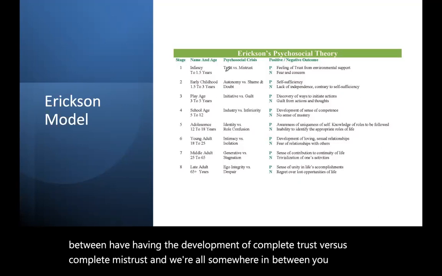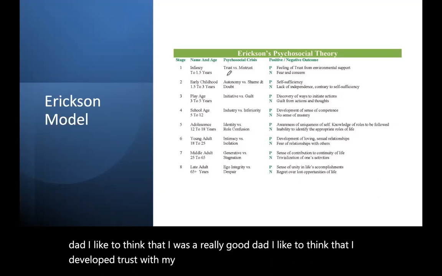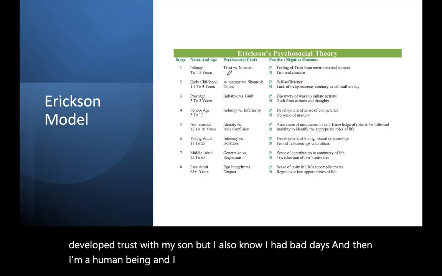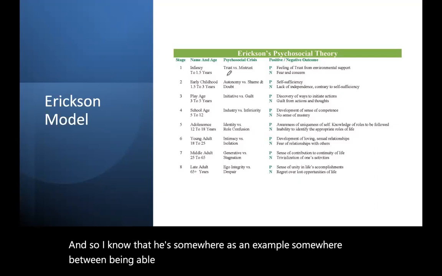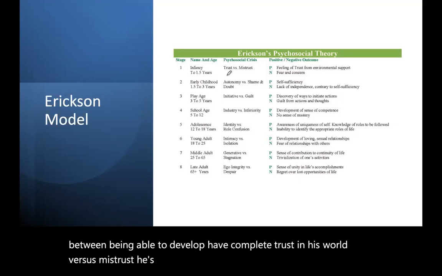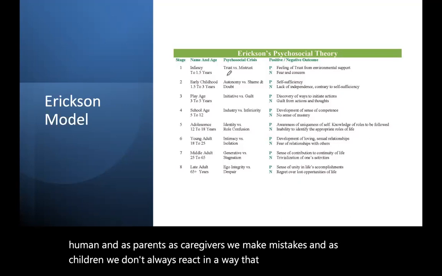I know as a dad, I like to think that I was a really good dad. I like to think that I developed trust with my son, but I also know I had bad days. I'm a human being and I made bad decisions with my son. And so I know that he's somewhere between being able to have complete trust in his world versus mistrust. He's somewhere in between there, because we're all human, and as parents, as caregivers, we make mistakes, and as children, we don't always react in a way that is in our most advantageous way.